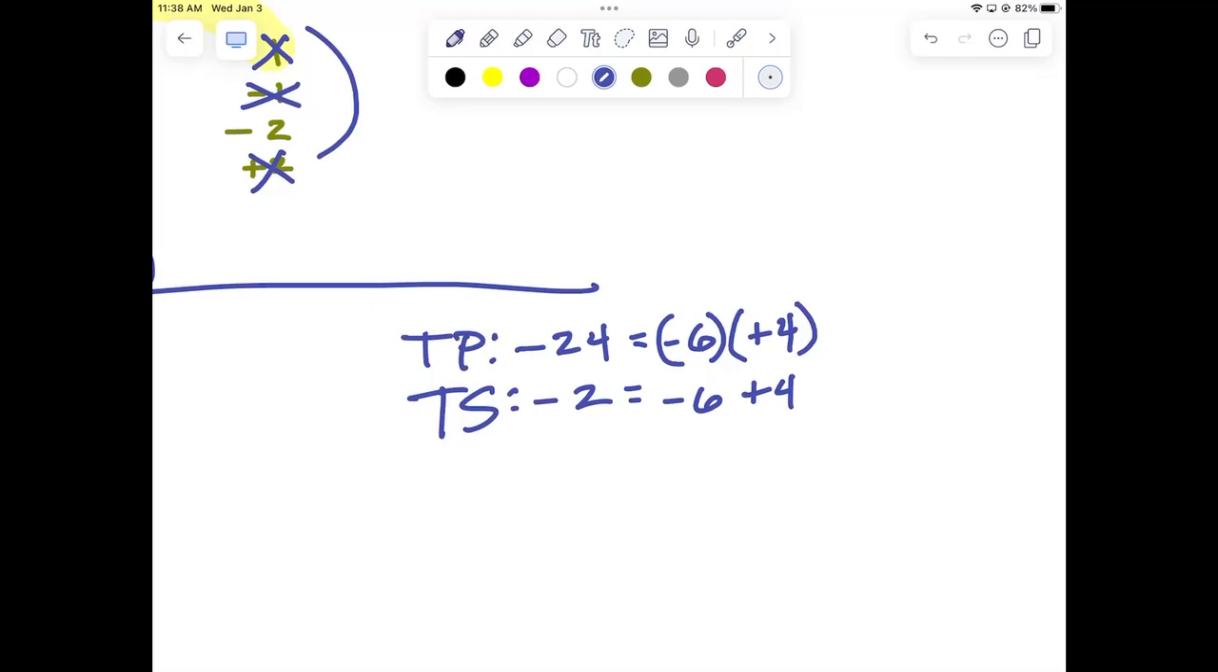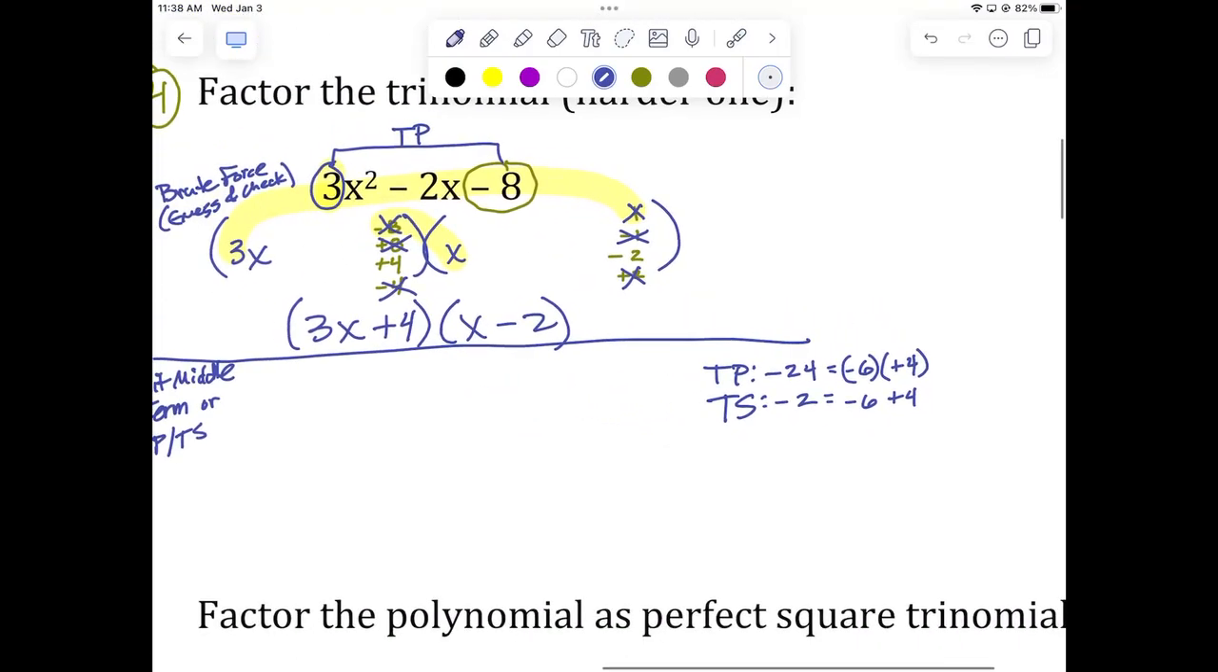So here's what it involves, though. It involves splitting the middle term. So now we're going to have 3x squared, and we're going to have -8. That's still going to stay the same. But your -2x gets written now as -6x plus 4x. There's lots of things that add together to give us -2, but we're specifically using -6 and 4, because the product gives us -24. Everyone see what I did there?